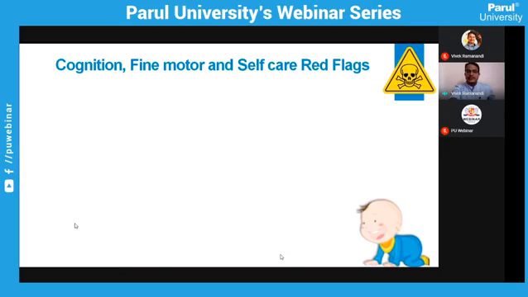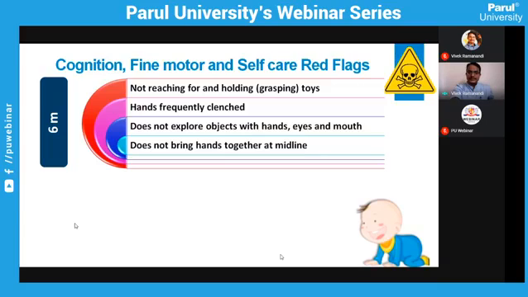Same way for cognition, fine motor and self-care. At 6 months, the child is not reaching and not holding the toys. The hands are clenched frequently, does not explore objects with hand, eye, and mouth, does not bring hands together at midline. We saw in that picture during the normal developmental phase, the child starts bringing hands at midline before 6 months of age.